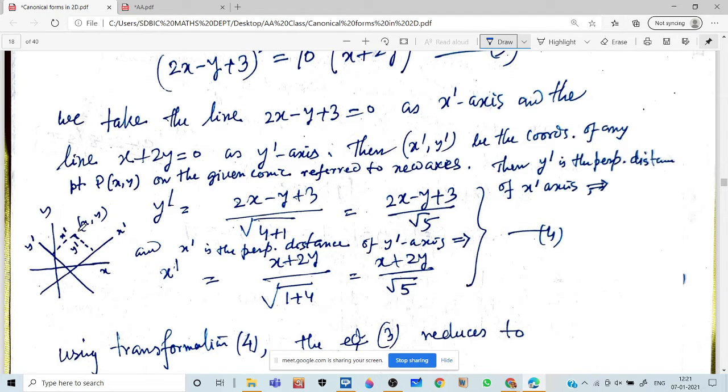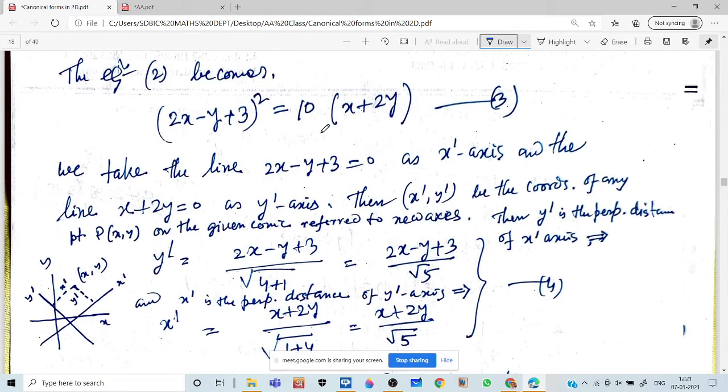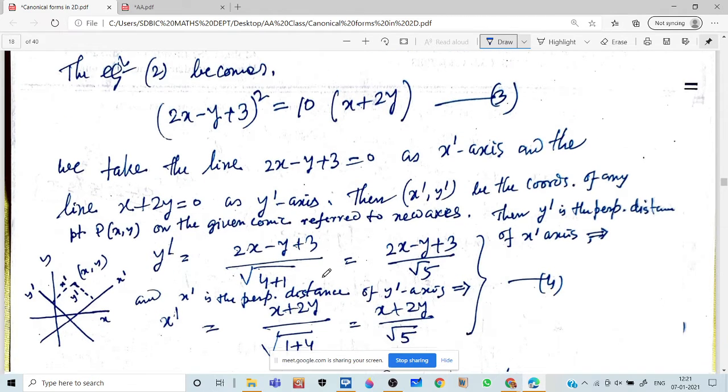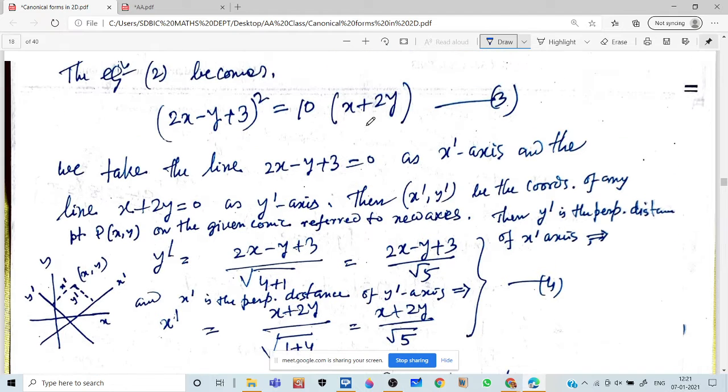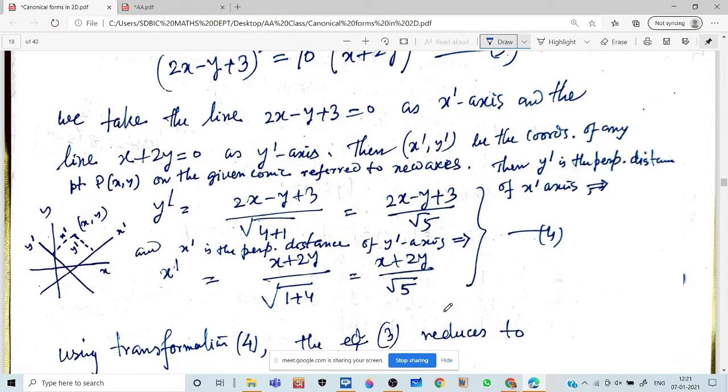So the distance from any point P to the new x axis, that is the x dash axis, is y dash. So y dash is equal to (2x minus y plus 3) by root of 4 square plus 1, that is 4 plus 1. This is the new transformation rule, and x dash is the perpendicular distance from the new y dash axis, that is (x plus 2y) divided by the root of the coefficients of x square and y square, 4 and this.